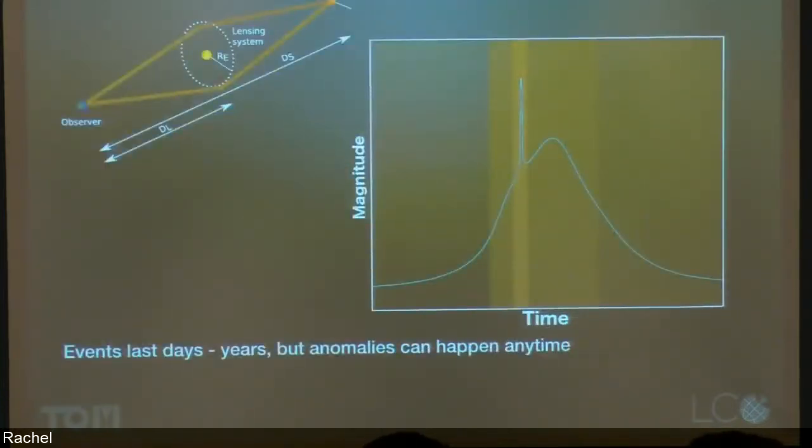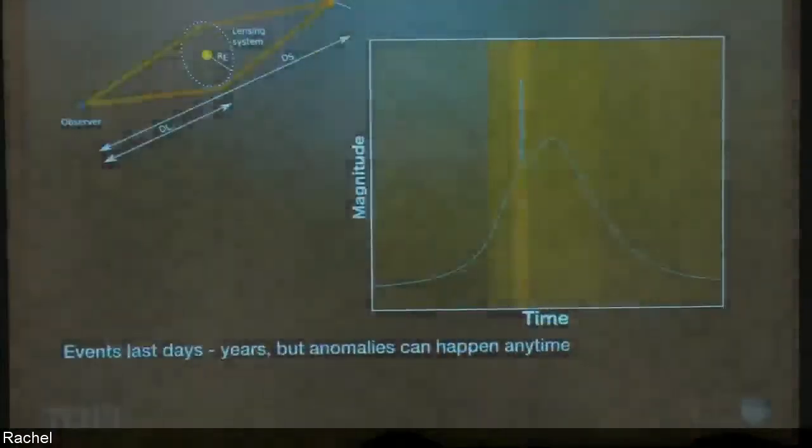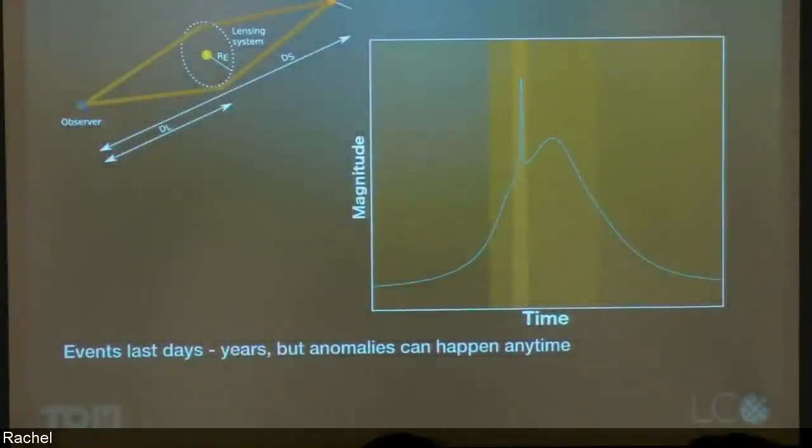Now, these are truly transient events. The events can last anywhere from days up to years. And the anomalies which betray the planet's presence in the system can happen at any time effectively, although the peak is most sensitive. This shaded plot indicates the cadence that you need to observe at as a function of time throughout the event. And so you can see that because this is a transient event, we have to be highly dynamic to the behavior of every single target and schedule our observations accordingly.